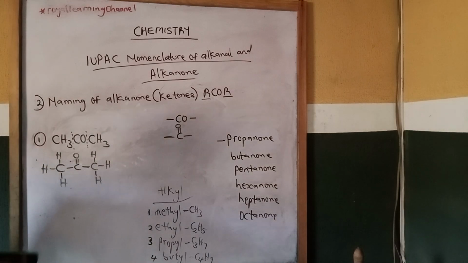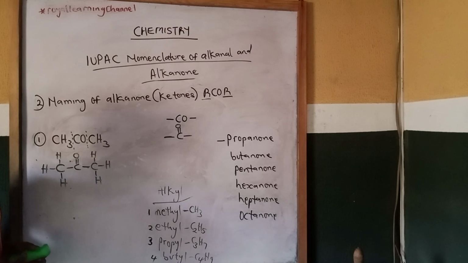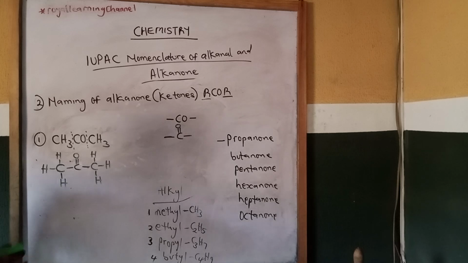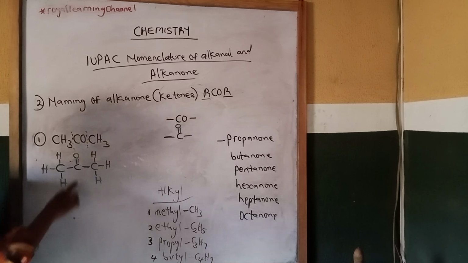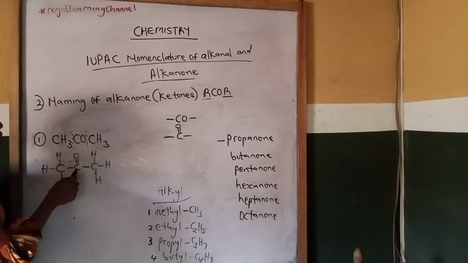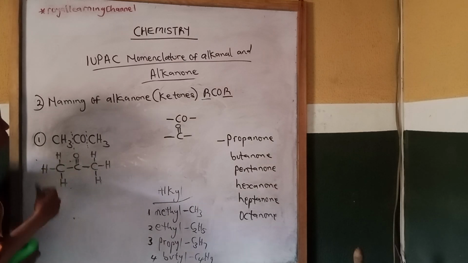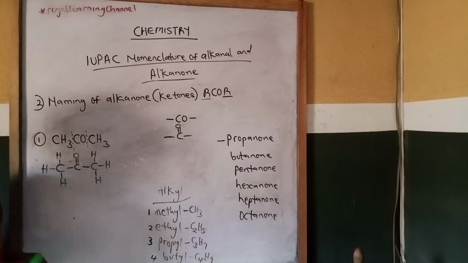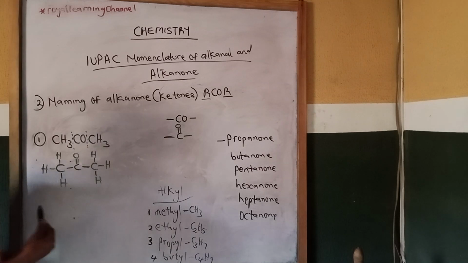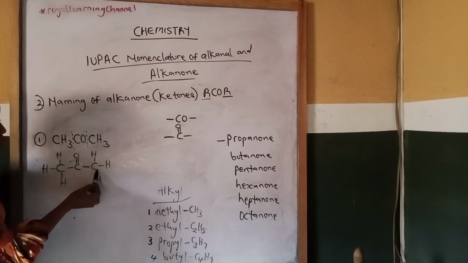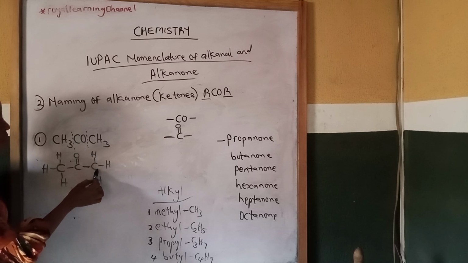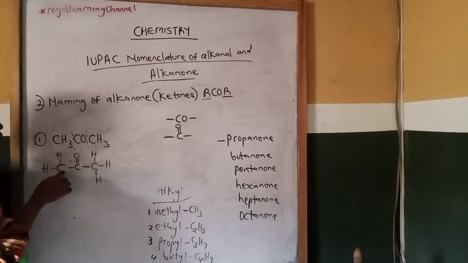So let's name this structure. Like I said, we consider our functional group in naming under alkanone. What is my functional group? CO. So you name from the end, which will give you the lowest number to the terminal carbon atom. What is the terminal carbon atom? Your terminal carbon atom is your first carbon atom at the right hand side or your first carbon atom at the left hand side.